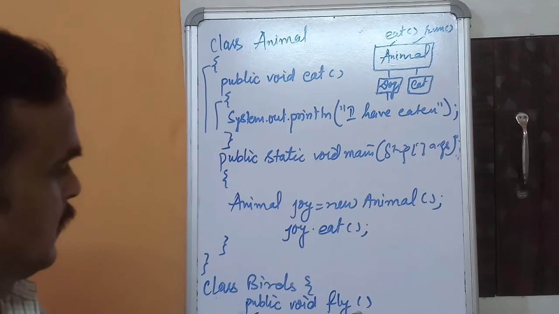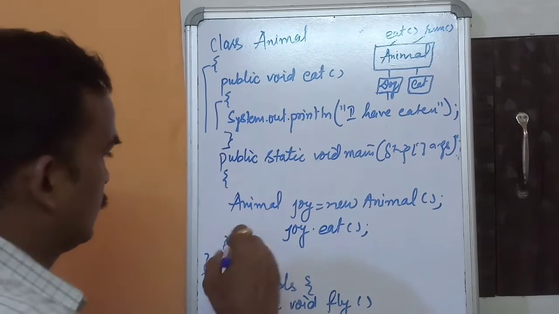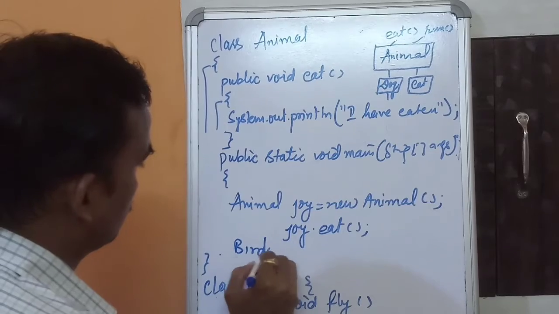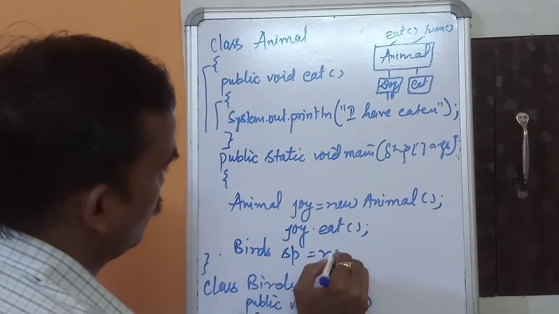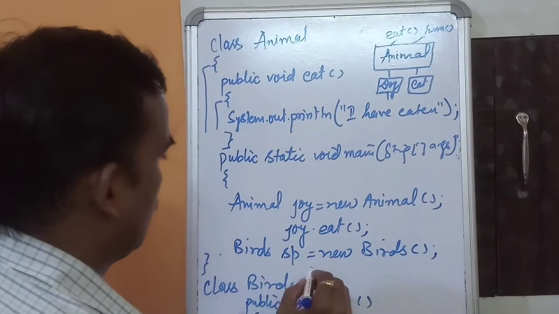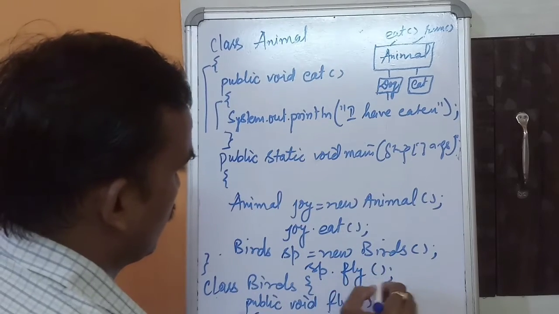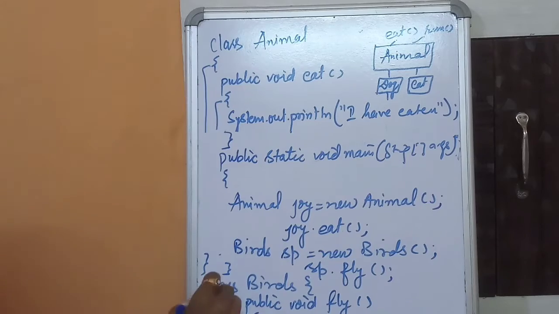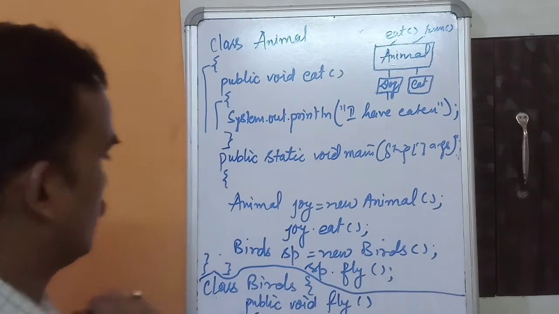So to access that method and to print that line of statement, we have to create one more object. So how will we create that object? We will use the class name, that is Birds, and an object name, suppose sp equals new Birds, and here we use sp.fly, and here I will close the main body. Okay, so that is the separate portion here.